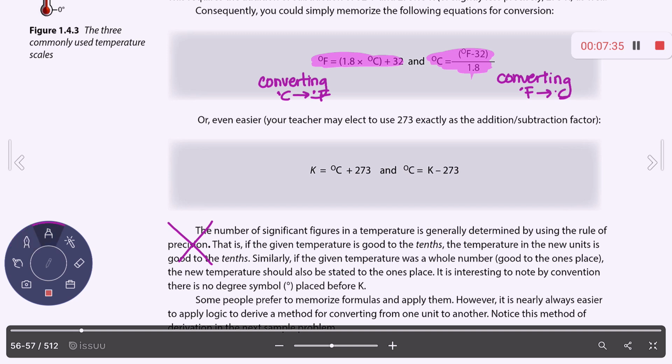And then down on the bottom, these are for Kelvin. Technically, there is no such thing as degrees Kelvin, so don't place a degree symbol in front of the K, okay? So here, if you're converting degrees Celsius into Kelvin, you would use this equation. And then if you're going to convert Kelvin into degrees Celsius, you would use this equation, okay?